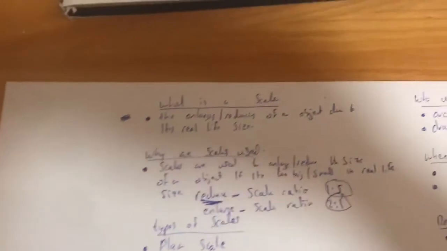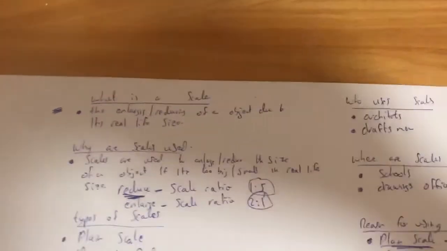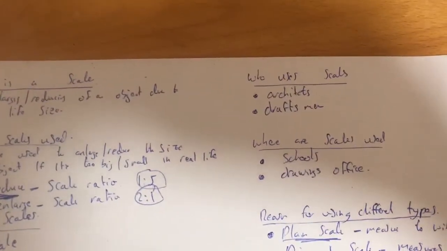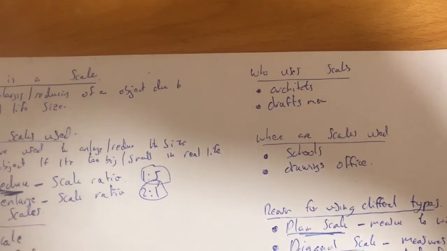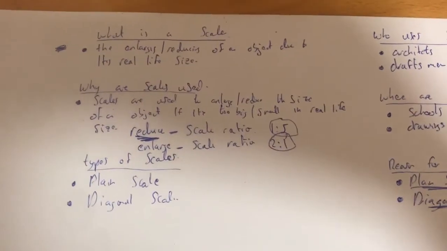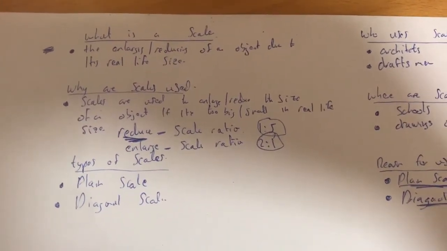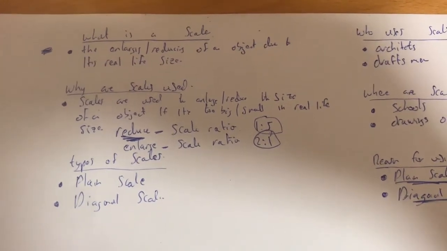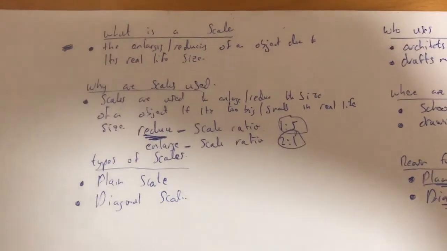Okay, so a quick recap on scales. So we discussed what is a scale. It's the enlarging and reducing of an object due to its real life size. We discussed who uses scales. Architects and draftsmen use scales. And where are the scales used? They're used in schools and drawing offices and companies making products, etc. Why are scales used? They are used to enlarge or reduce the size of an object if it's too big or small in real life. A reduce scale ratio might be 1:5. An enlarge scale ratio might be 2:1.